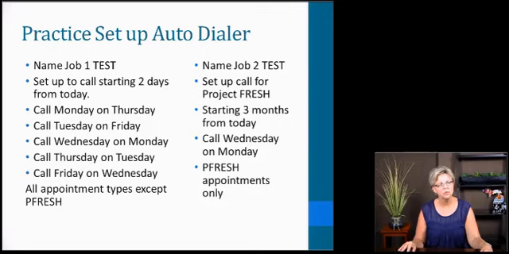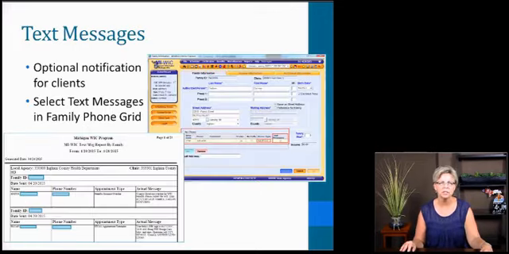As I said, it includes both the auto dialer and text messages. Those text messages are available for clients who indicate on the family information screen that they want to have text messages sent. It will also tell us that the phone type has to be a cell phone and that that's the preferred phone number. You might have multiple phones listed, but for the text feature to work, it has to be the primary phone, the phone type being the cell phone, and the client has agreed to receive text messages.